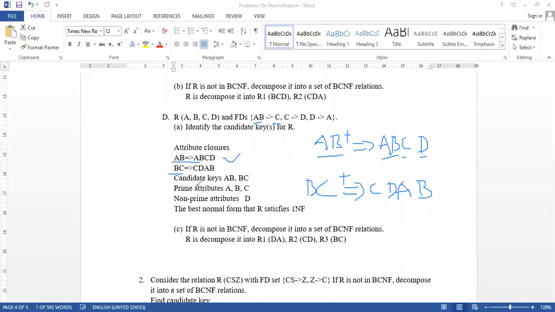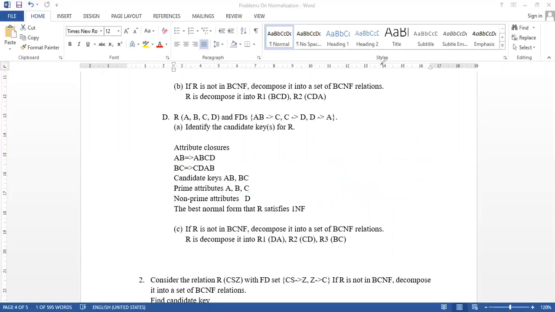So what about prime attributes? Key fields A, B, C. What about non-prime attribute? D. Now we have to check the best normal form of this relation, right? See the FD set. First we have to check whether it is in 1NF or not. Yes, it is in 1NF. There are no nested relations and there is no multi-valued attribute. Yes, it is in first normal form.